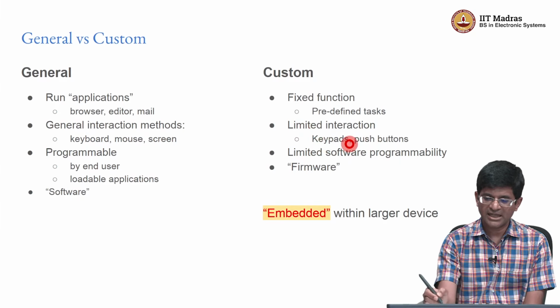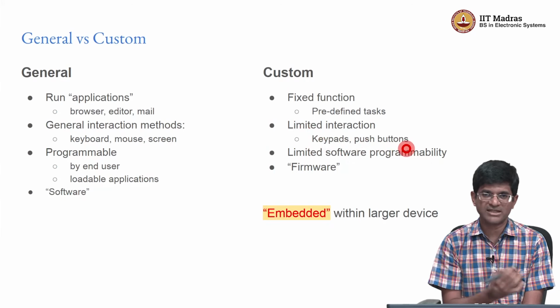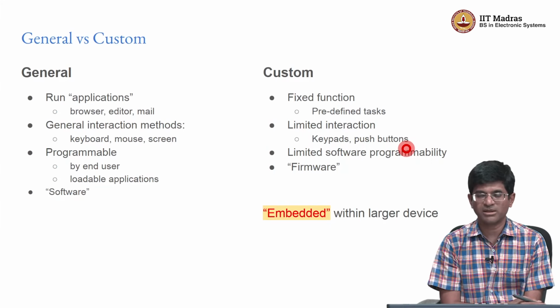There are things like keypads and push buttons. So a microwave oven only requires a very specific kind of thing. You need to be able to set the amount of time for which you want to cook something. With a washing machine, you just want to choose what washing cycle you want, right?